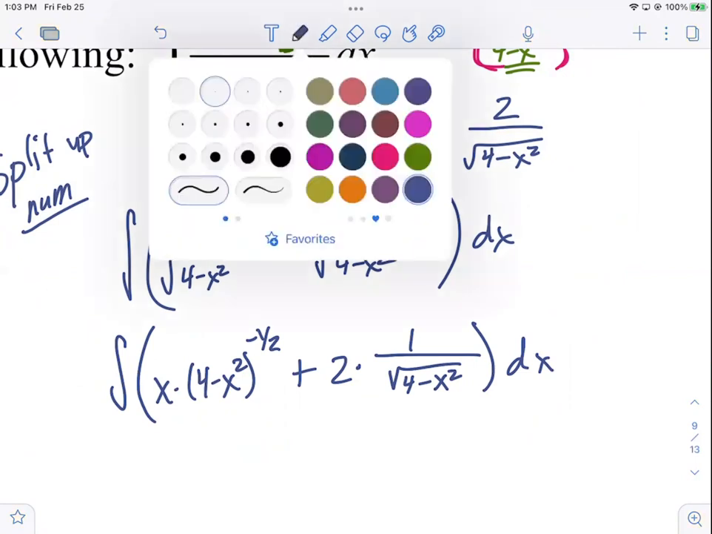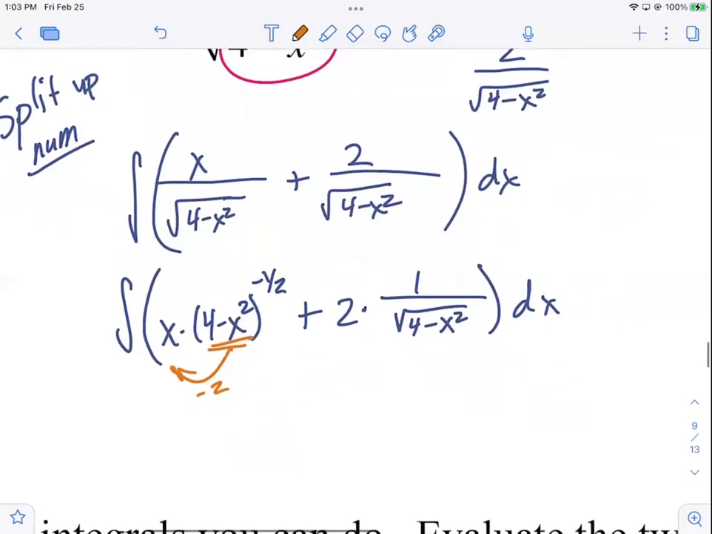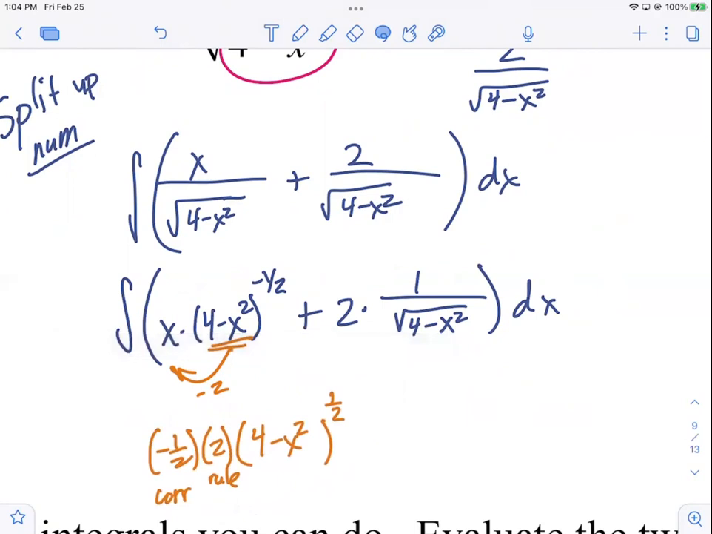Okay, let's do these now. The first one, I'm only off by a -2, yes? So I have a correction of a -1/2. And now the x gets packaged back up. And the rule of integration is blob to the +1/2 times 2. This is your rule coefficient. And we don't need to put the plus c here. We could just wait till we're done with the second one. So that's a power rule.